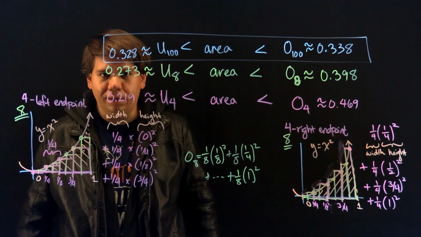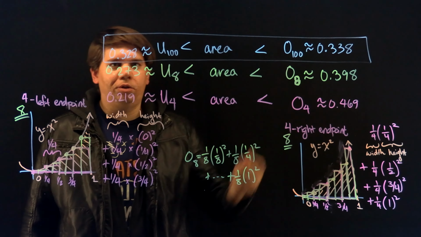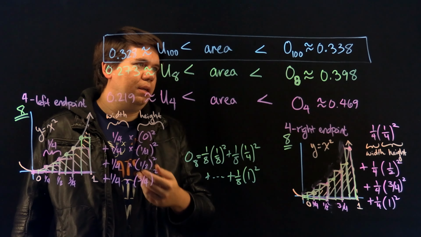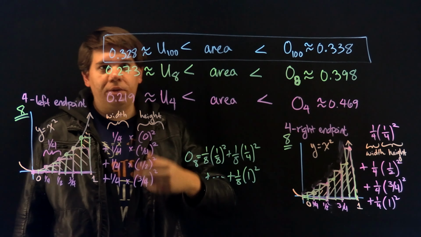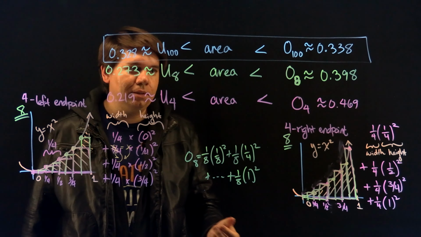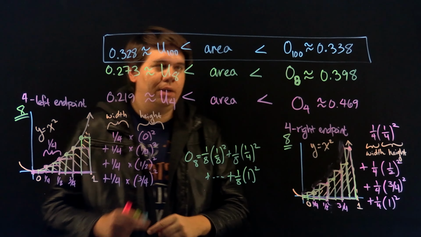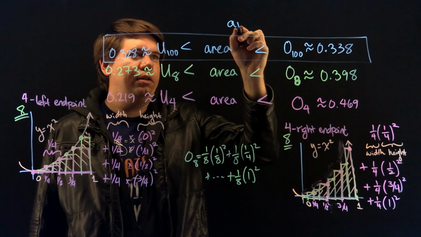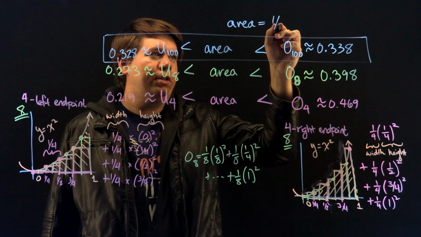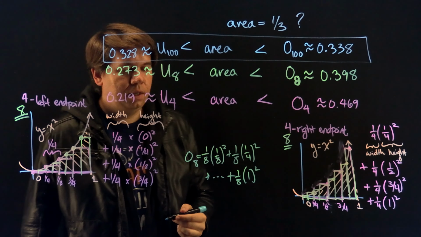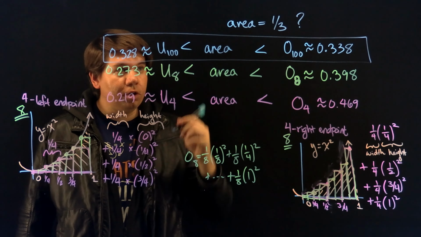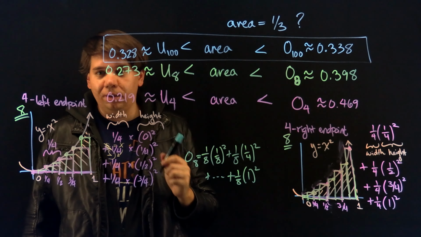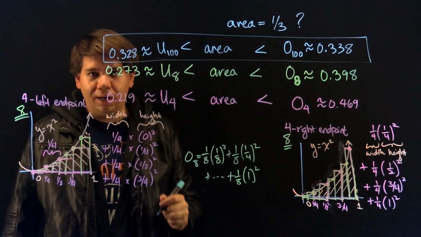So what do you think the area is? Several things it could be. Maybe it's 0.335, 0.331. What do you think it is? Well, maybe a good guess here is that my area is 1/3. Turns out that's right. But in order to show that the area comes out to be exactly 1/3, you'll need to stay tuned for the next video.